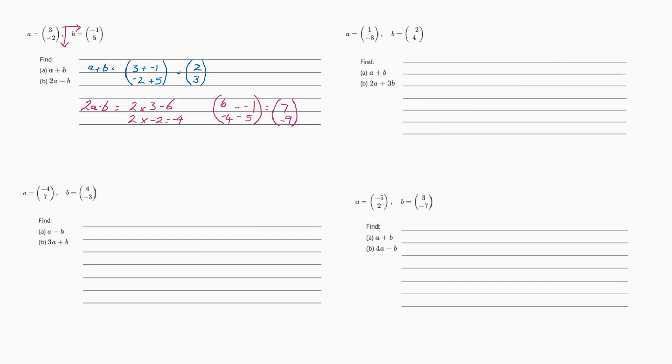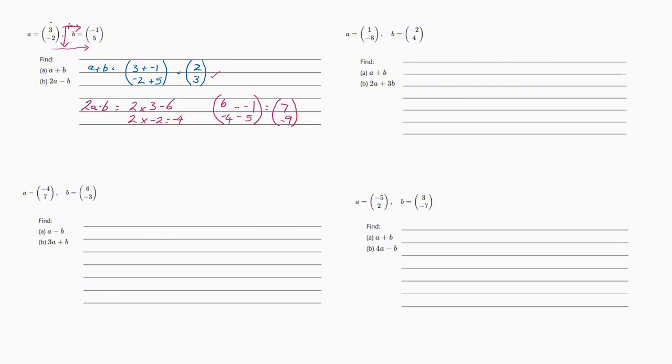Well, A plus B equals 3 plus, which would be here, minus 1, which gives us 2, and then minus 2 plus 5 gives us 3. So all we've done is we've gone across and put our adding sign in, and that will give us our new column vector. That's how simple this is. Substitution. That's all it is.